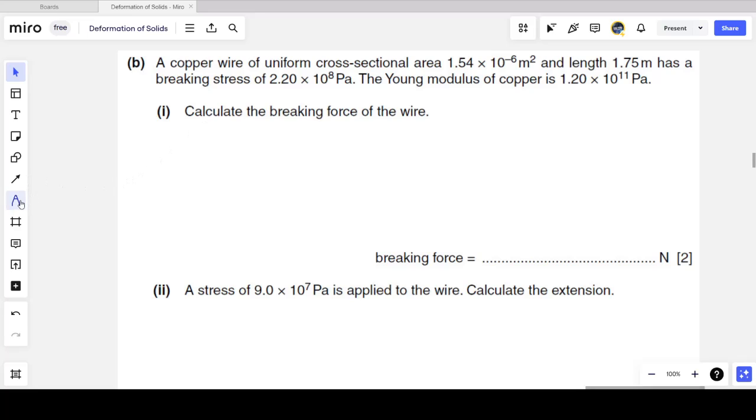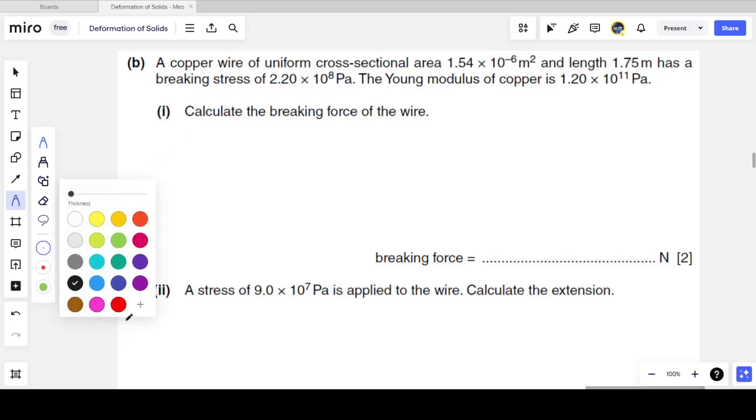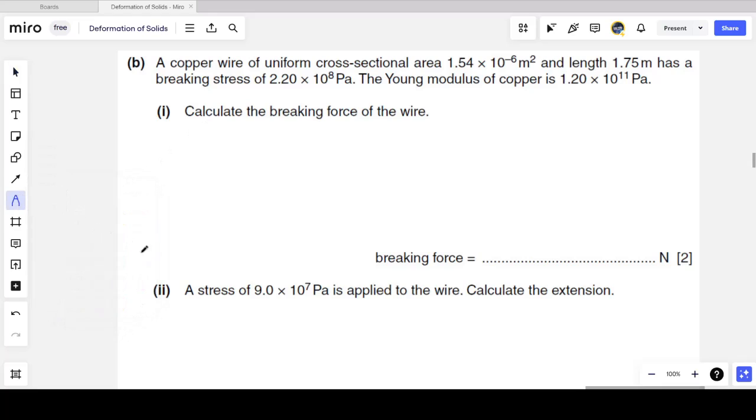So here's an example that I've taken from a past exam paper. At some point we will do the Papa Cambridge topical problems that will have questions similar to this, maybe even this question itself. But this is just part of a question that deals with Young modulus and stress and strain and so on.